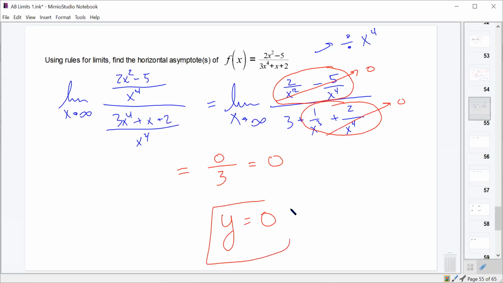And the rule that you should have learned way back when was that if you have a rational function and the degree of the numerator is less than the degree of the denominator, you should end up with y equals 0 as your horizontal asymptote. And the reasoning being, everything in the numerator will come out to be 0, whereas you'll still have a non-zero constant in the denominator. Good or no?